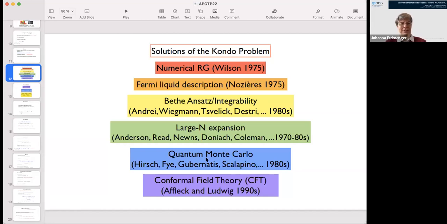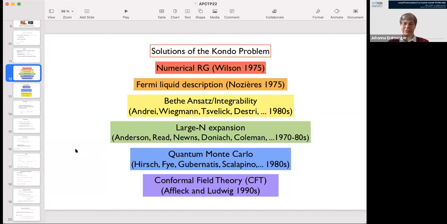Then this can also be studied using quantum Monte Carlo. And then there's this beautiful series of work on boundary conformal field theory that was established using this model. And I'm going to tell you a little bit about this because if we want to do AdS/CFT, then obviously conformal field theory plays an important role.